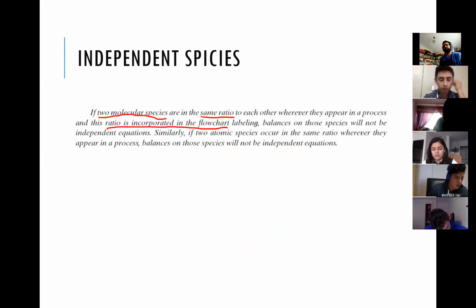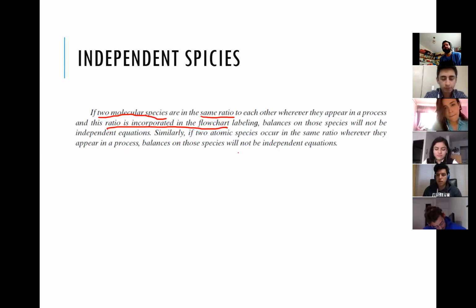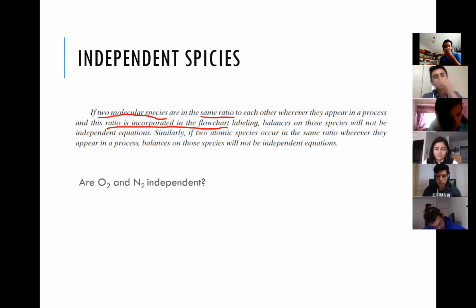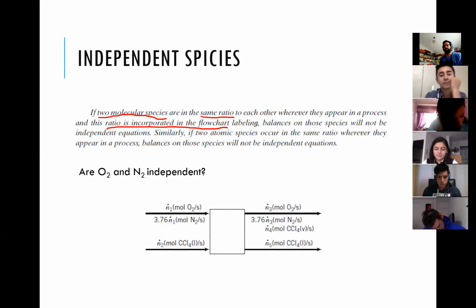Similarly, if two atomic species, like for example carbon, hydrogen, oxygen, the components of the different compounds, are in the same ratio wherever they appear in a process, balances on those species will not be independent equations. Okay, so how can we see that? For example, in this particular process, we have an inlet here that has oxygen and nitrogen.